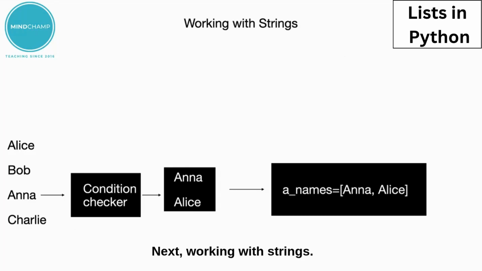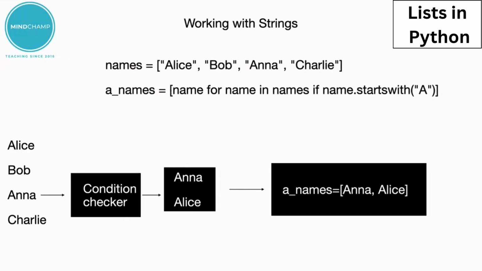Next, working with strings. Now, it will loop through a list of names, and once it loops through the list of names, the condition that I have used, if name starts with A, will only select the few names inputted that begin with A. So as you can see in the diagram below, this is the basic summarized logic.